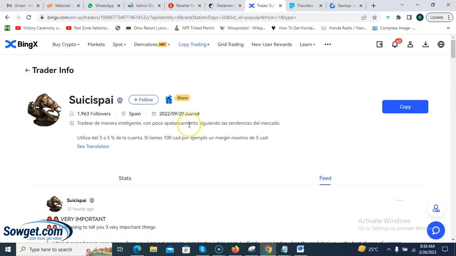So let's say we have seen this trader and we are satisfied with his performance. If you want to copy the trader, you simply come here and click on copy. All right.